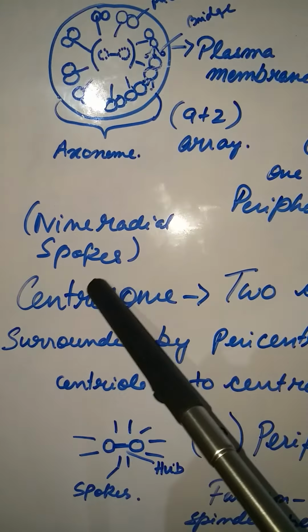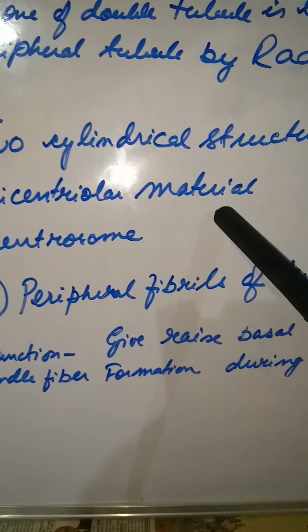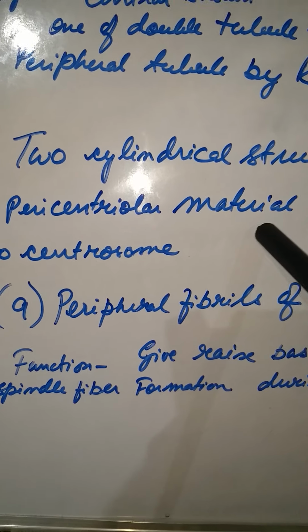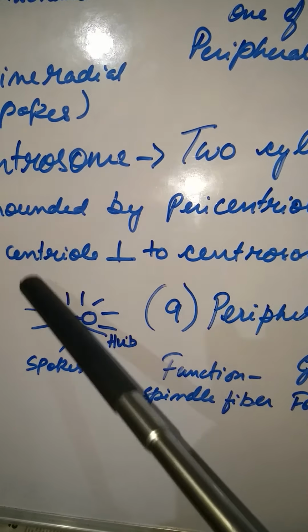Now what is the centrosome? This is another cytoplasmic organelle called the centrosome. And how do you find it? Centriole and centrosome you don't find in the plant cell. These are characteristic features only of the animal cell. So you see, two cylindrical structures are there. They are surrounded by pericentriolar material, like this. These two form a drum-like structure. This is known as the centrosome.